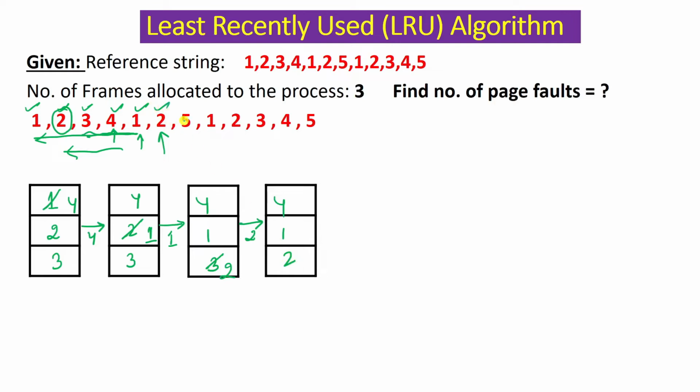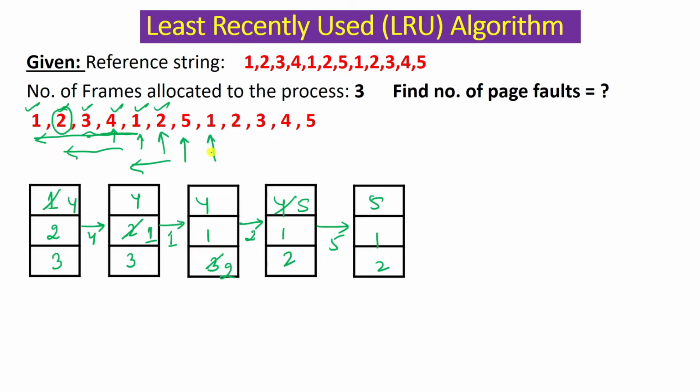Now 5 will generate a page fault. Which page should I replace? I will see the past, out of 4, 1, 2. 2 is here, 1 is here, 4 is here, so 4 is the candidate. So 5 will replace this, and 5, 1, 2 is my new content. Now I am here at 1. Will 1 generate a page fault or not? No, it is already here.